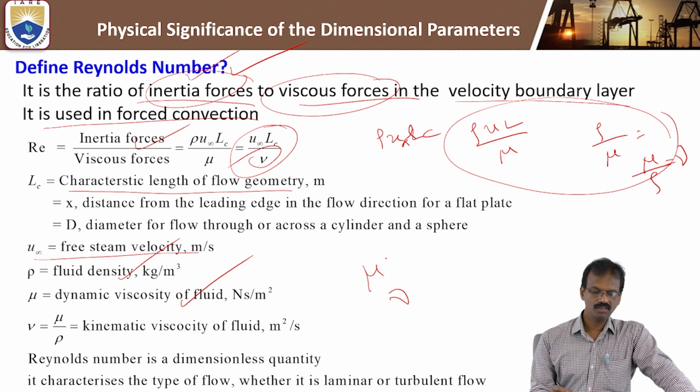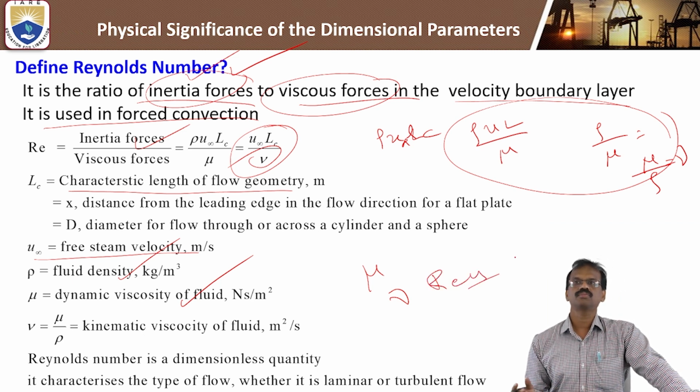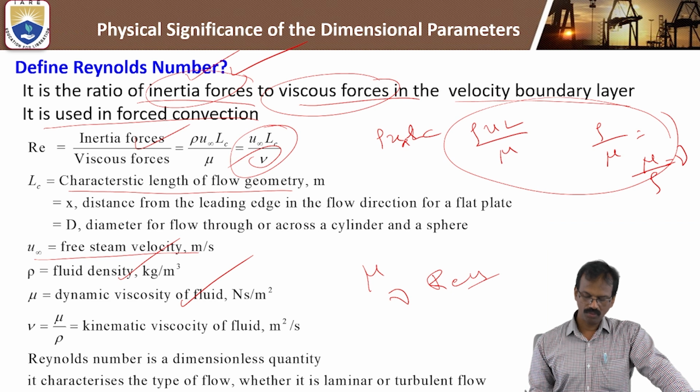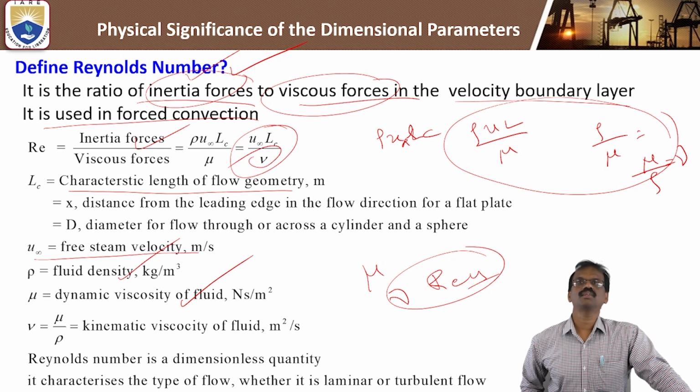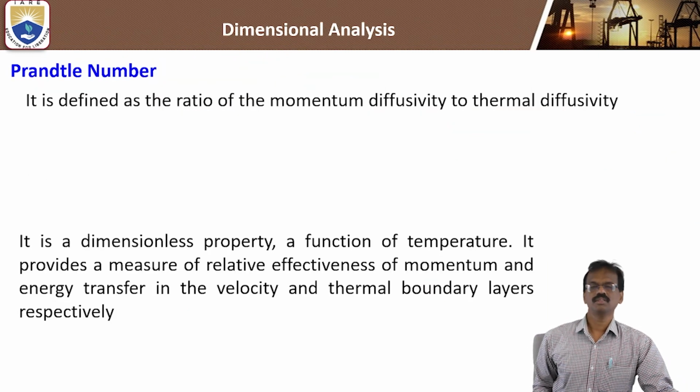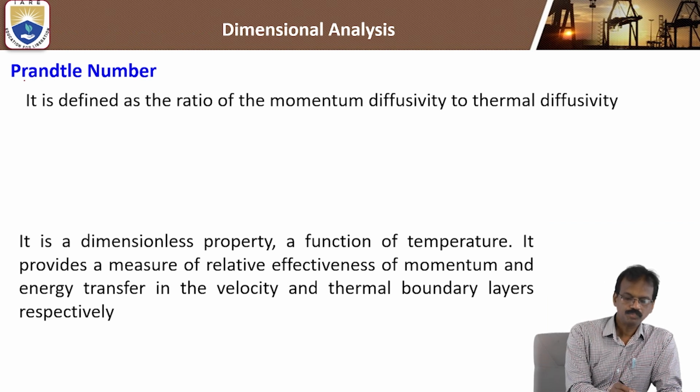By using this Reynolds number, we can identify which type of flow, either laminar flow or turbulent flow. By using the range of this Reynolds number, you can identify the type of the flow. So that is the dimensionless number used to study the convection process. We'll see one more dimensionless number, that is the Prandtl number.